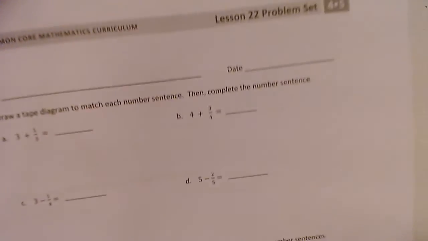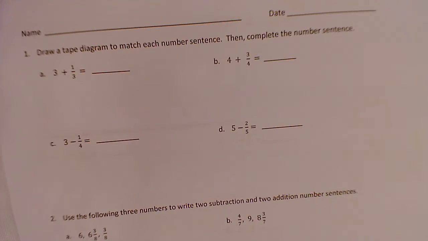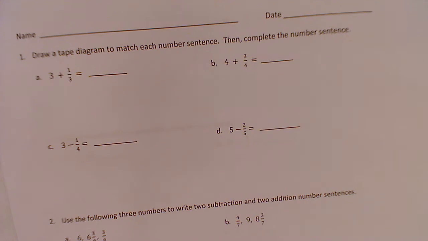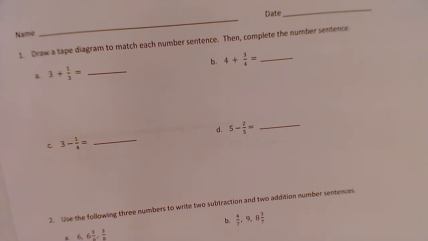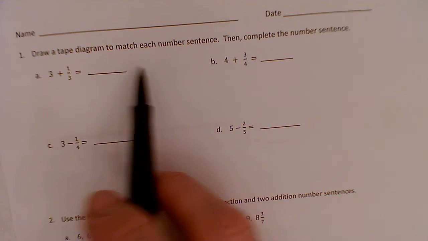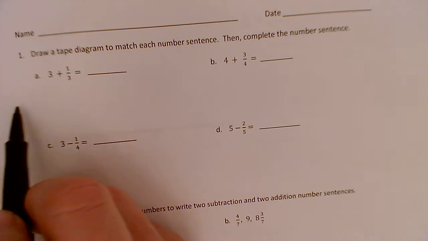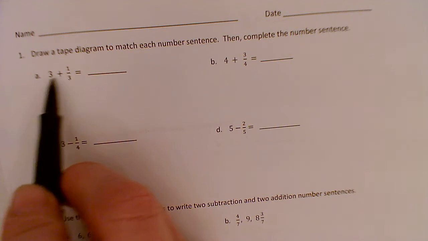So here we go. So let's take a look again. We're in problem set of lesson 22, and I'm just going to do a couple of these with you. So they're kind of nice, and to warm us up, they're going to start us off with addition. So I'm going to use a tape diagram because it says draw a tape diagram to match each number sentence and then complete the number sentence. So again, let's do this the way that we've been doing this. So I have 3 plus a third.